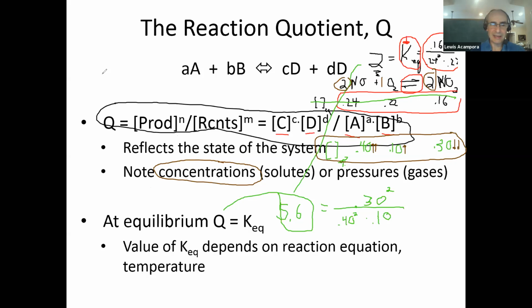So if we had something in water solution where you had some acid, HA, plus H2O in equilibrium with hydronium ion plus a conjugate base, then the equilibrium constant expression would be the concentration of hydronium ion times the concentration of the conjugate base divided by the concentration of HA, but we wouldn't include the water because it's a solvent, it's not going to change its concentration.